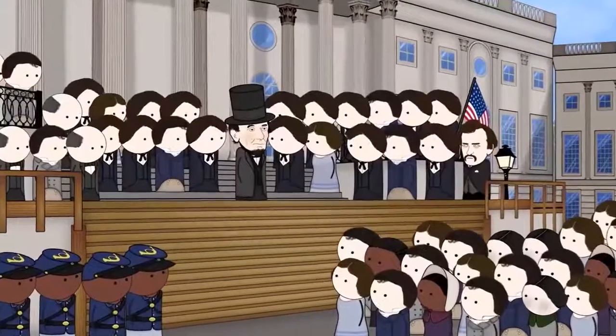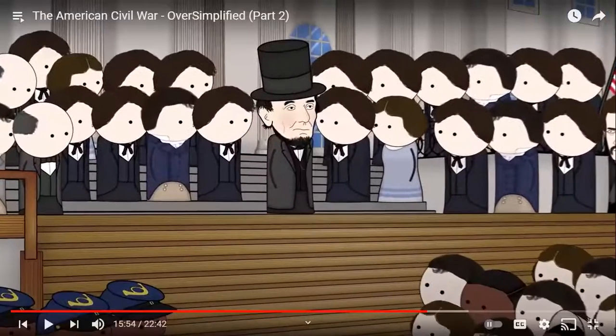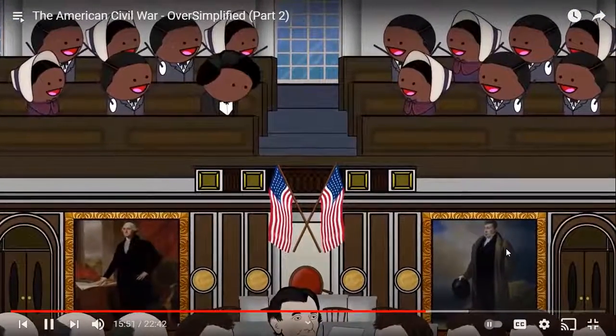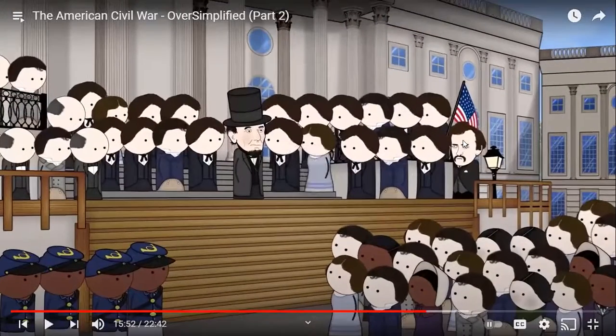A couple months later, at his second inauguration, there's John Wilkes Booth right there. You can actually see him in the picture at Lincoln's second inaugural. He's right there. The guy with the mustache. He's the only person detailed because they just want you to remember that that's him.